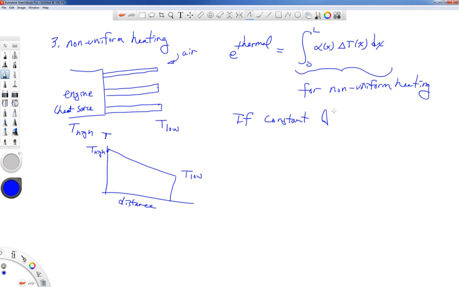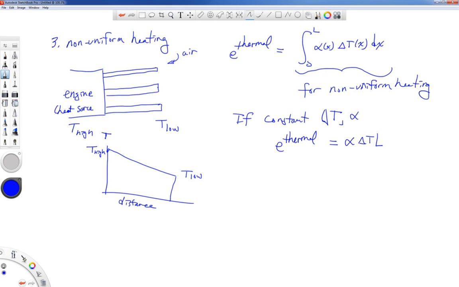If we have a constant delta T and alpha, then this would integrate to be our usual equation for thermal deformation, not strain now, thermal deformation, alpha delta T times the length of the bar.